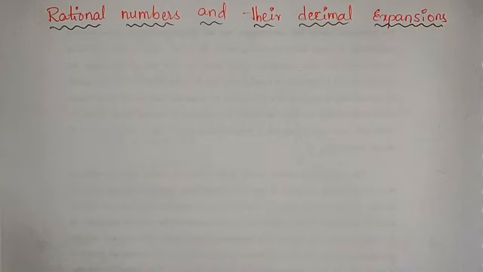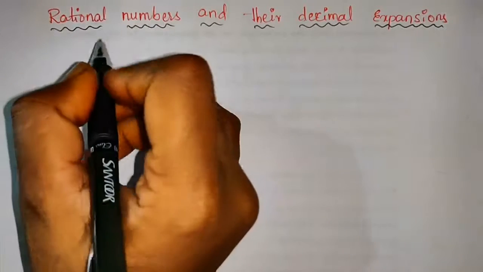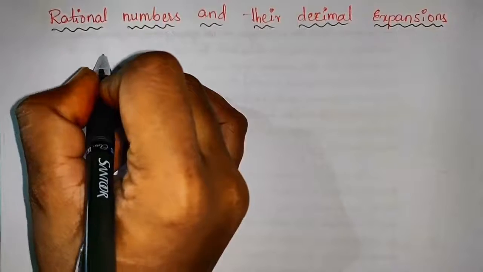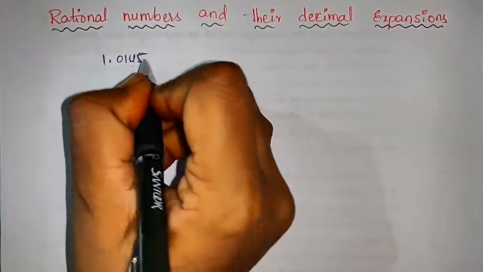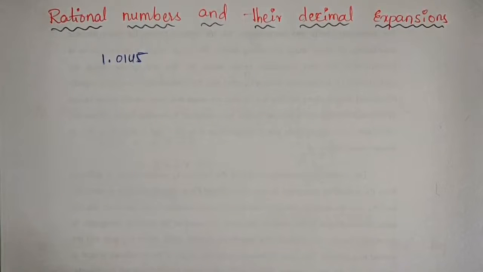Today in this session we are going to learn the decimal expansions of rational numbers. Already we have learned in the previous classes that rational numbers would be in either terminating decimal form or non-terminating repeating decimal form. Terminating decimal form means you can get the decimal point like this: 1.0145. So this is terminated here at 5.